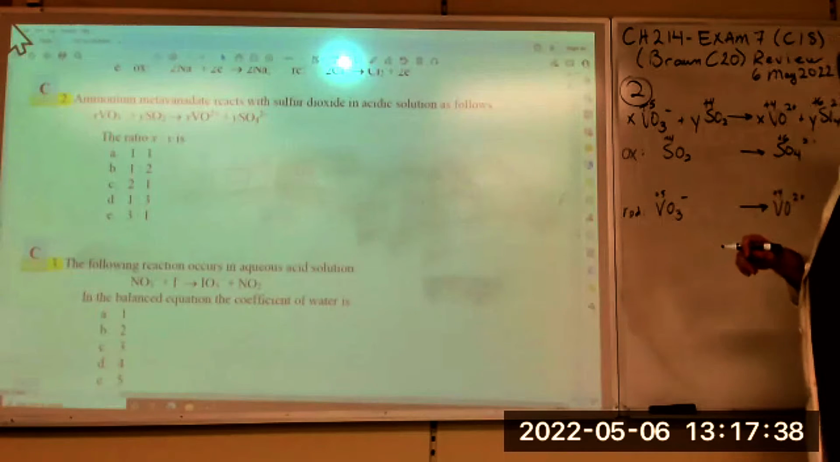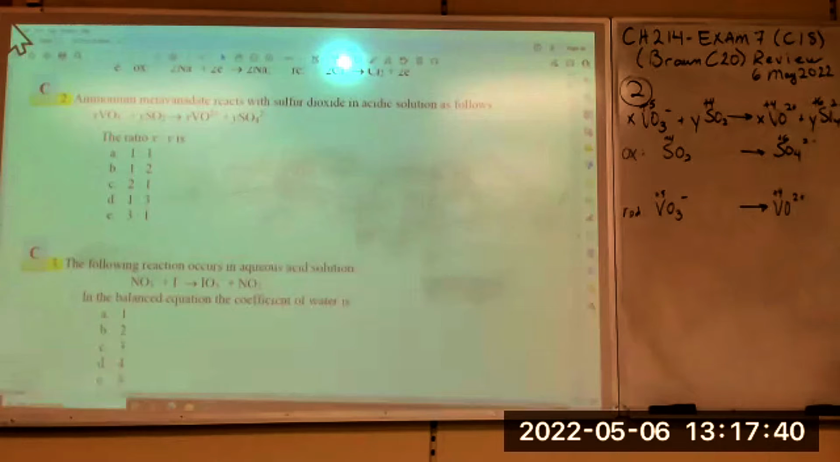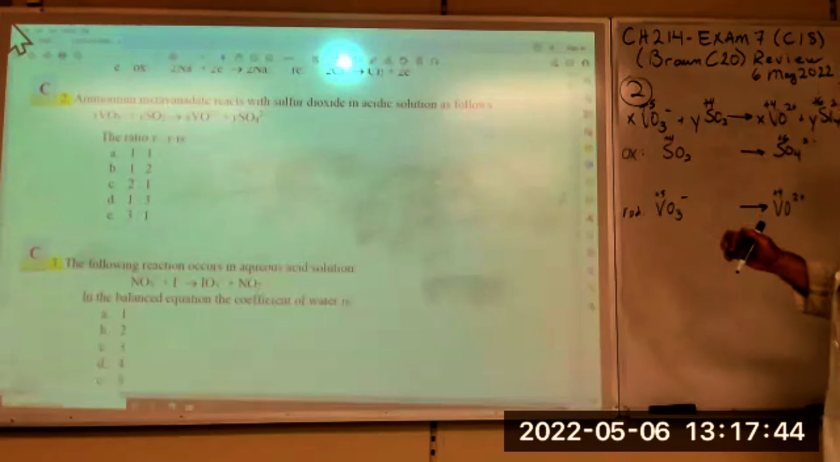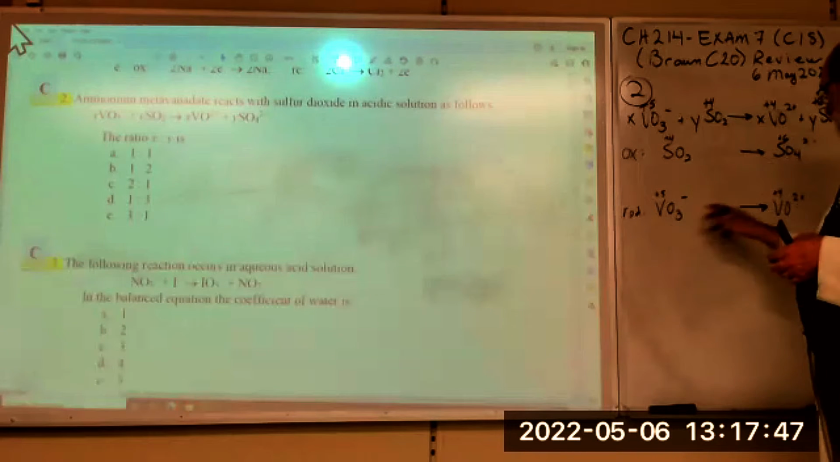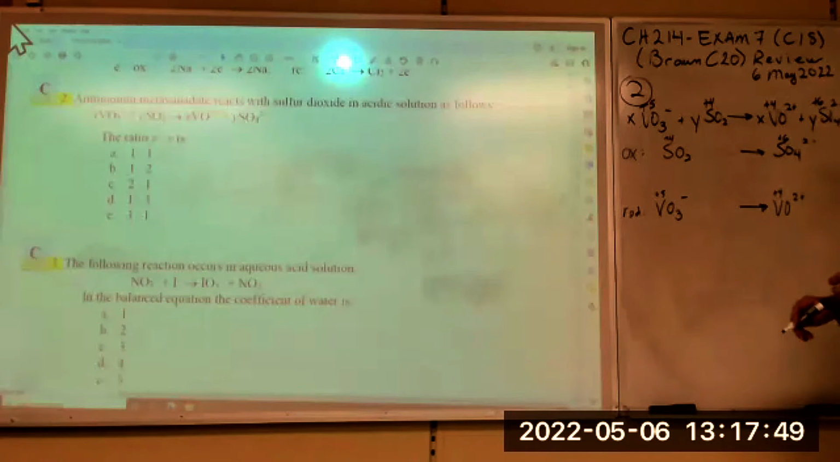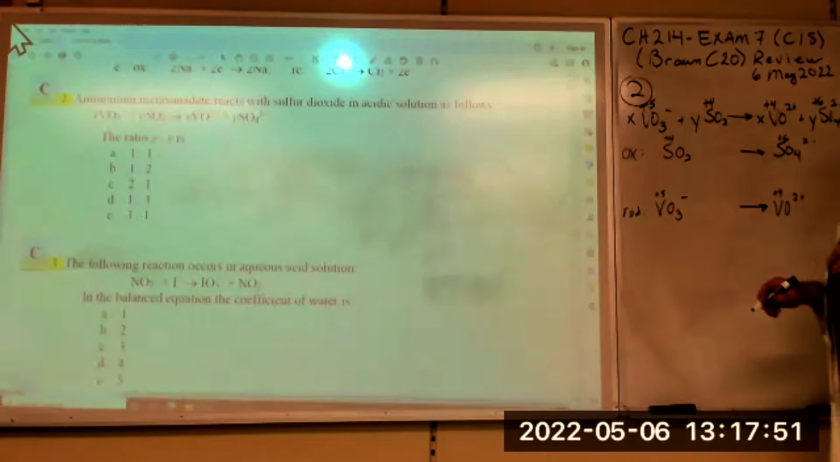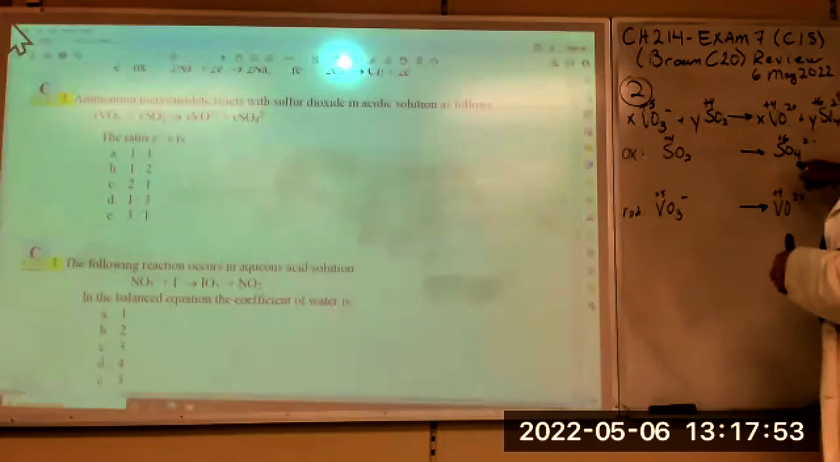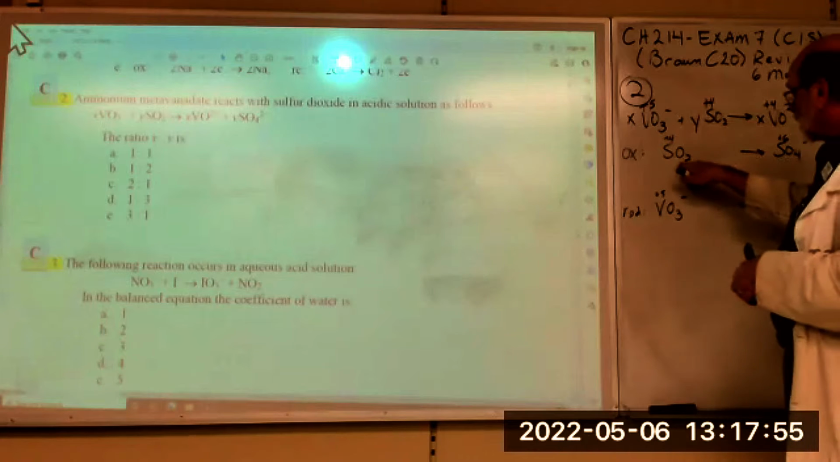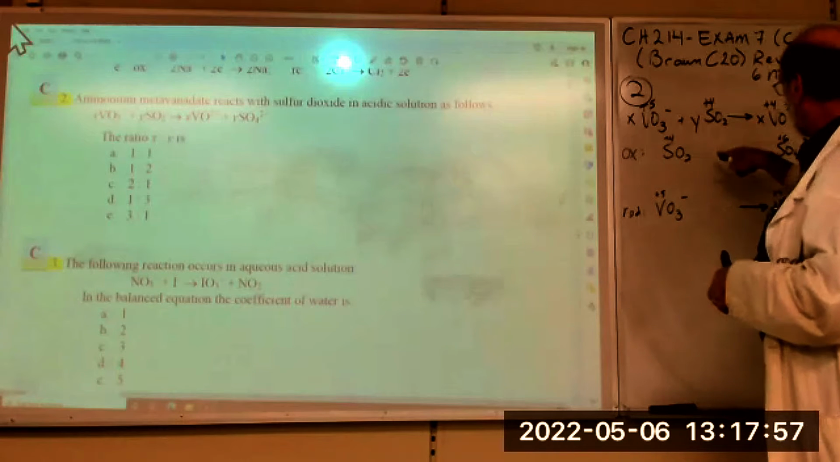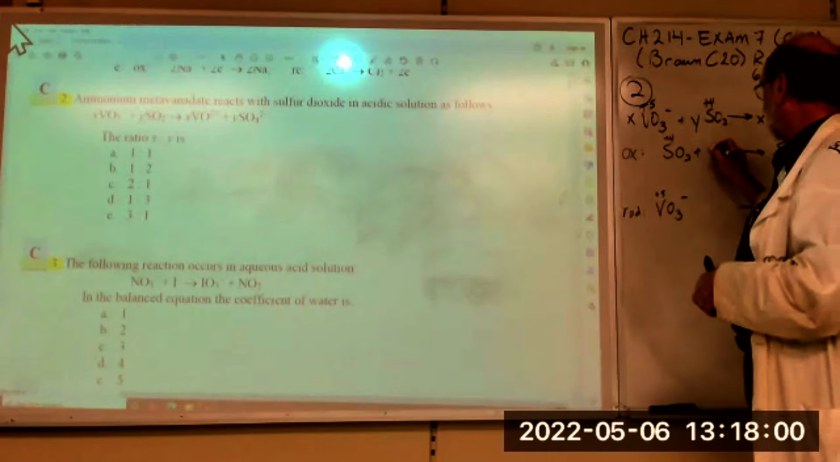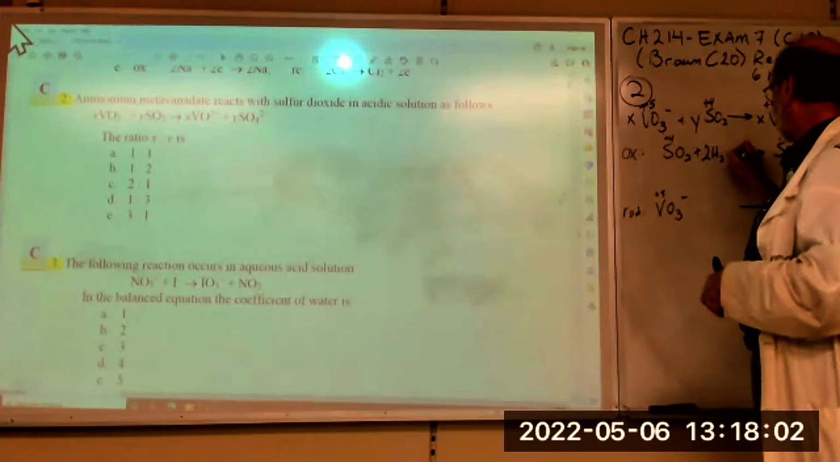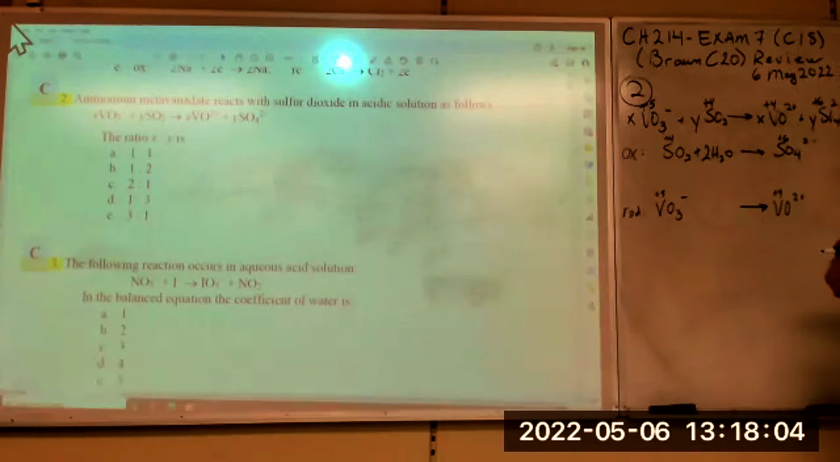So what do we do? Next thing we do is, okay so far? Okay. Next thing we do is balance the non-oxygen, non-hydrogen. Sulfur, sulfur, vanadium. No trouble there. Now we balance the oxygens with water. So we got 4 oxygens on this side, 2 on that side. So we need 2 more oxygens on this side. Right? 2 more oxygens there. That means we've got 4 hydrogens that have to be added.